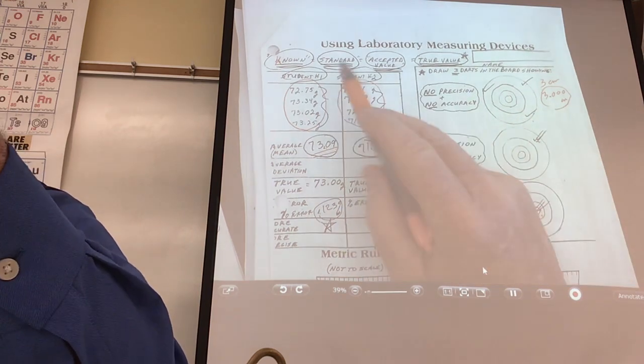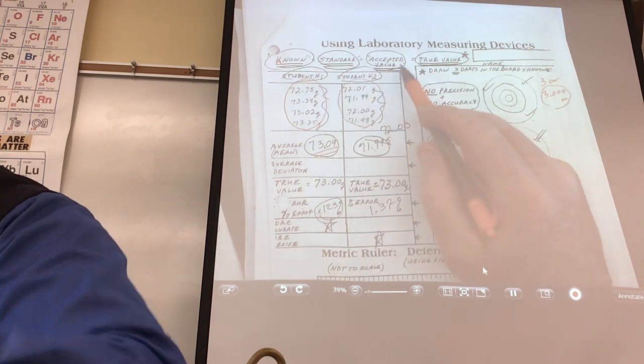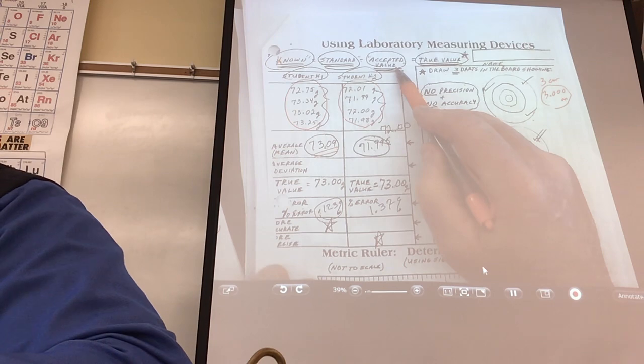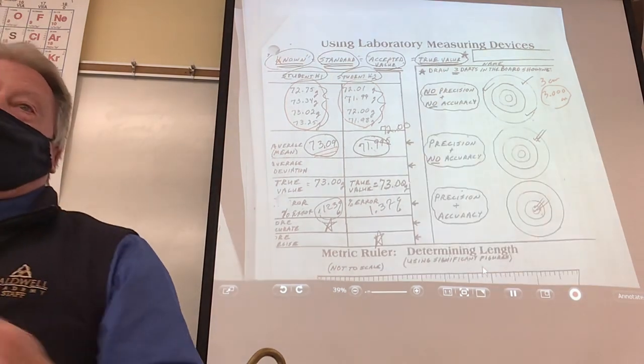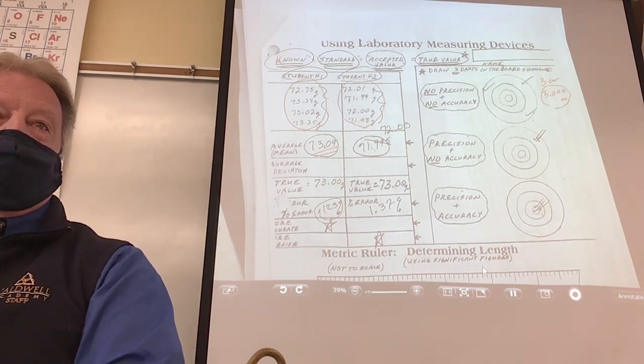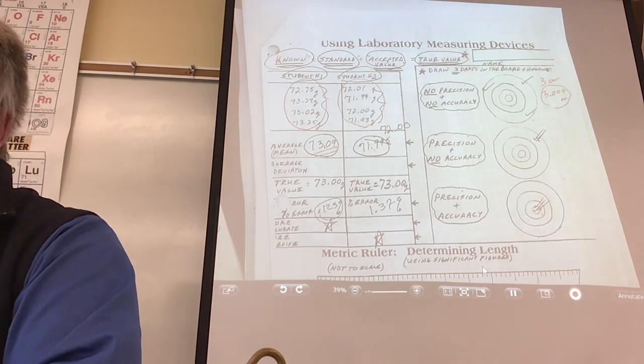What's another word? The standard. Okay, what's another word that means the bullseye? The accepted value. Another one. True value. And if they just told me that, it might have helped me a little bit here, right? So now, how do we figure out who is more accurate?